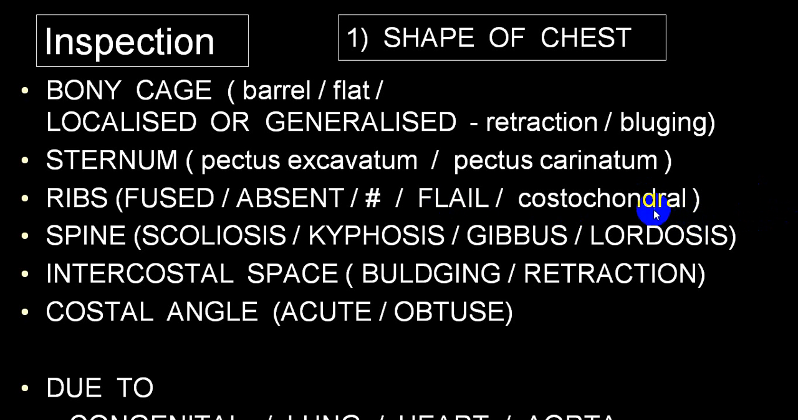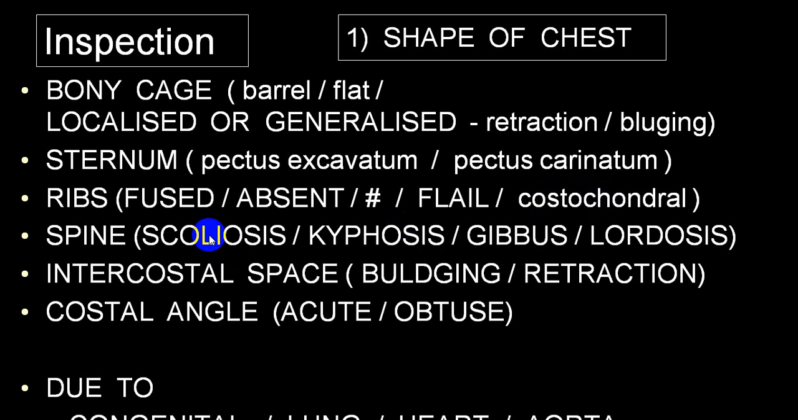You can have a localized area at the rib junction with the sternum, we call it the costochondral junction, which is made up of cartilage which can get inflamed because of costochondritis. Or you can also have a bulging at the costochondral junction because of rickets or because of scurvy, and you can get a deformity at the costochondral junction. We'll be discussing this separately.